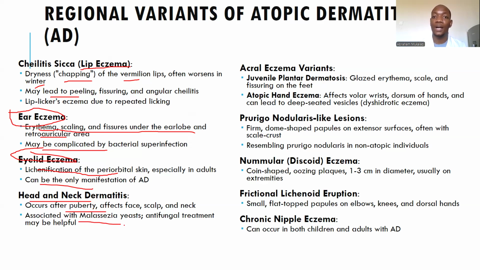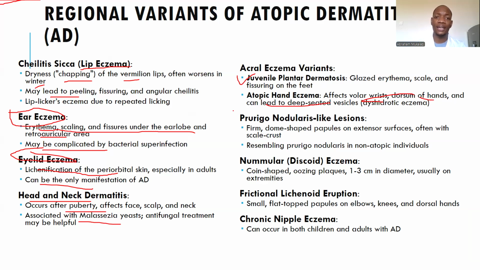Then we also have the acral variants of eczema or atopic dermatitis. The first one being juvenile plantar dermatosis. You're going to see a picture. In that case, someone will have a glazed erythema and scaling, oftentimes affecting the end part of the foot. You can also get atopic hand eczema, which usually affects the volar wrists and also the dorsum of the hand. And oftentimes, someone will have deep-seated vesicles and pustules, or even papules, that can also be called dyshidrotic eczema.